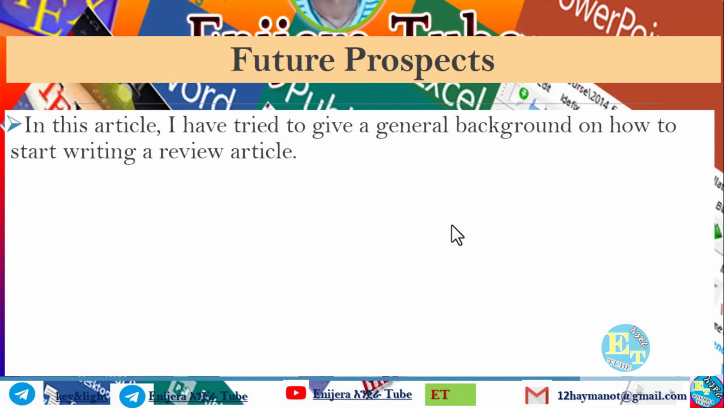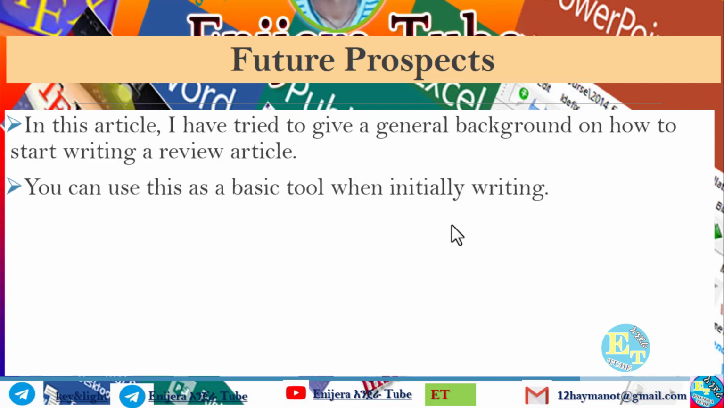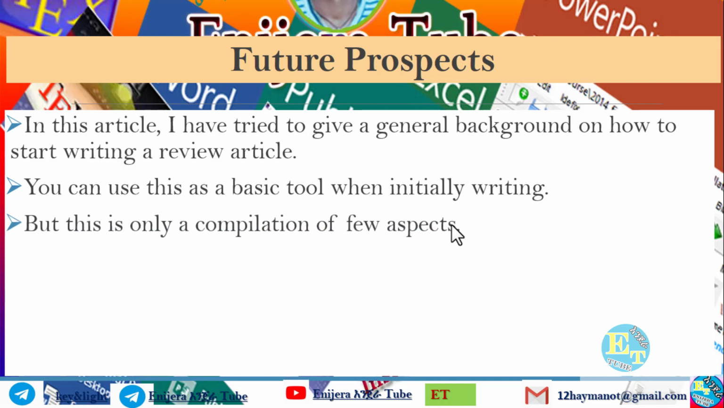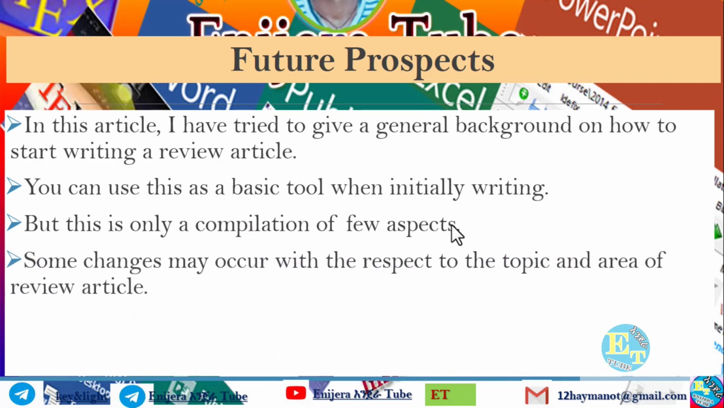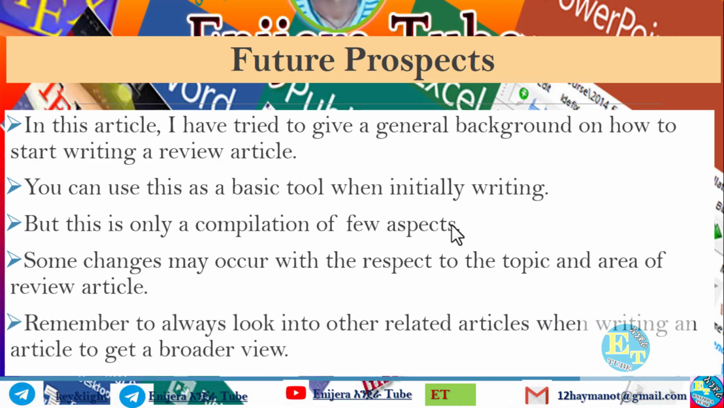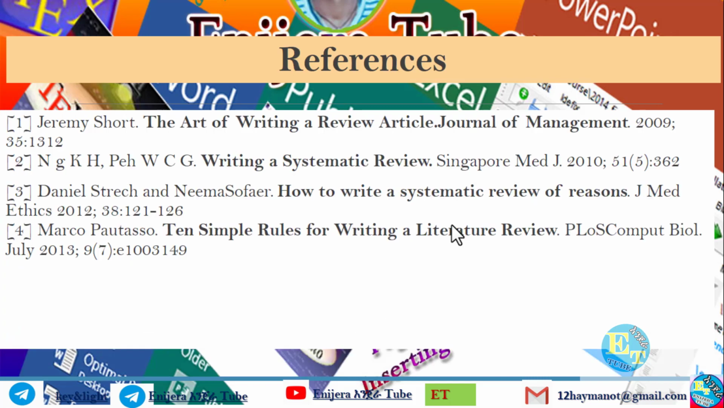In this article, I have tried to give a general background on how to start writing a review article. It is a summarized overview. You can use this as a basic tool when initially writing. But this is only a completion of few aspects. Some changes may occur with respect to the topic in the area of review article. Remember to always look into other related articles when writing an article to get a broader view. With a broad reading habit, we can write a review.